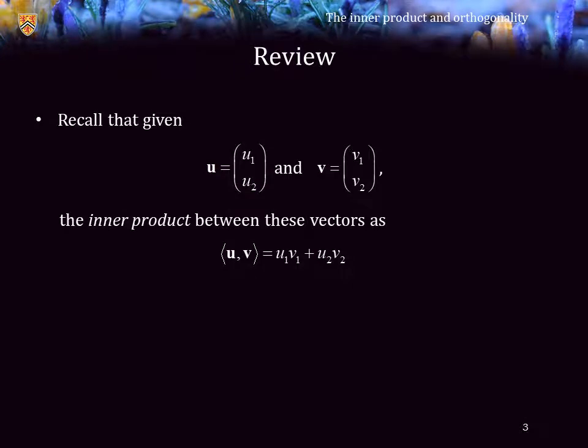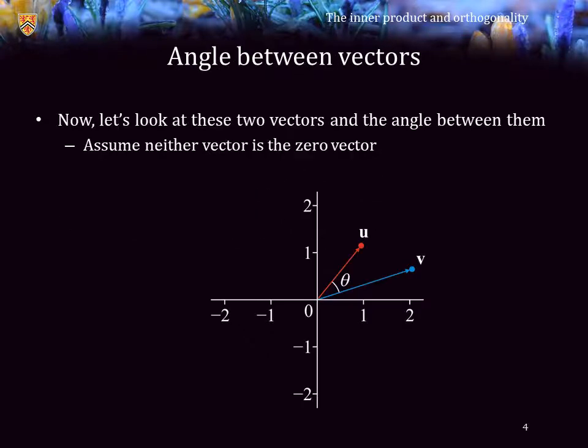Now, recall that given these two-dimensional vectors u and v, their inner product is defined as the product of the first entries plus the product of the second entries. Alright, now let's look at these two vectors, and as we see, between them there is an angle. Let us assume, of course, that neither of these vectors is the zero vector.